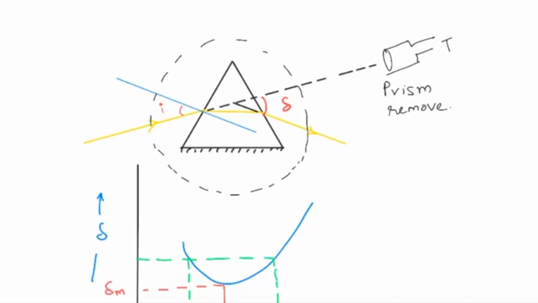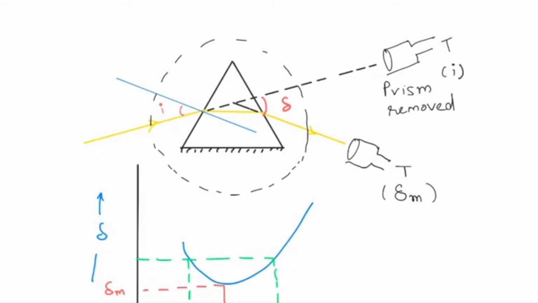And when you remove the prism, you will see only white light. But when you are measuring the deviated ray, this prism removed will give you position for incident ray, and this T will give you position for delta M when your spectrometer is set for a minimum deviation position. So as all of you know, spectrometer is a device using which you can actually see the constituent wavelengths which are available in that source.